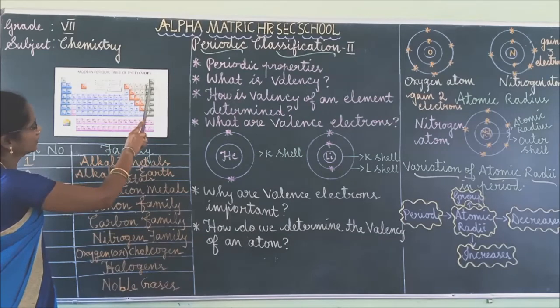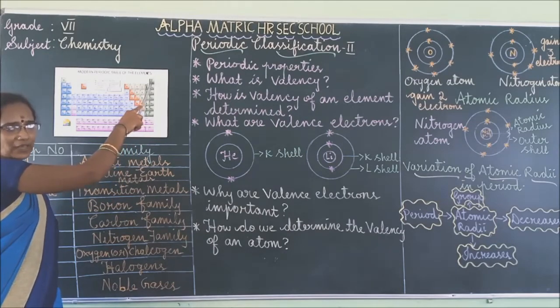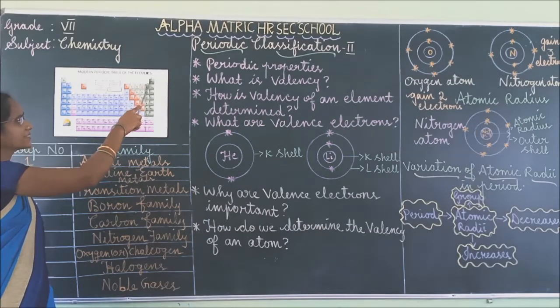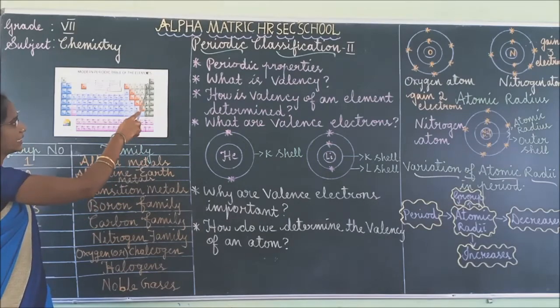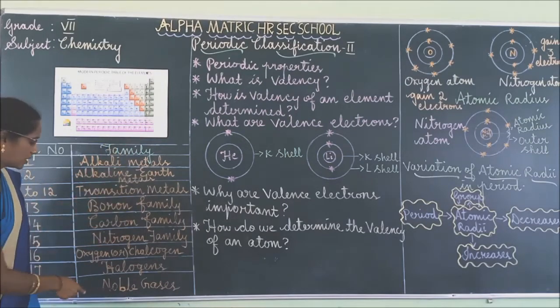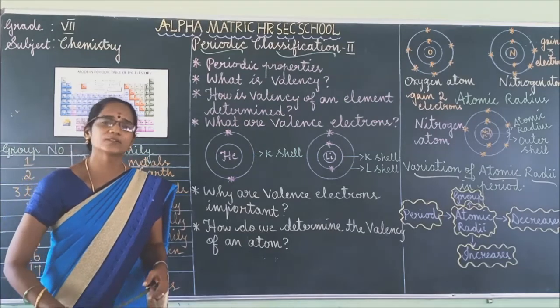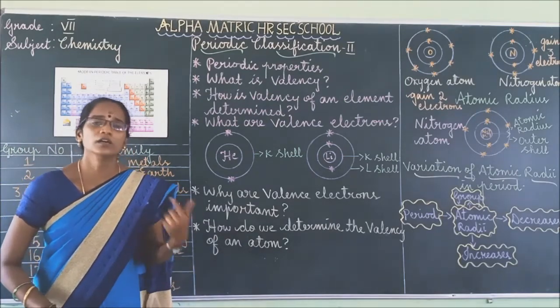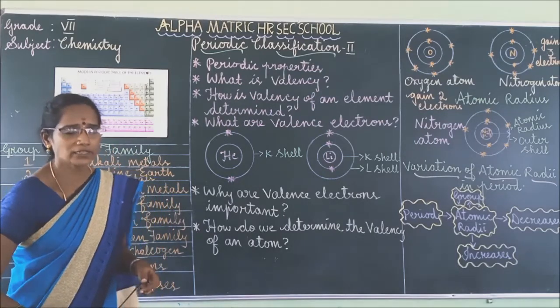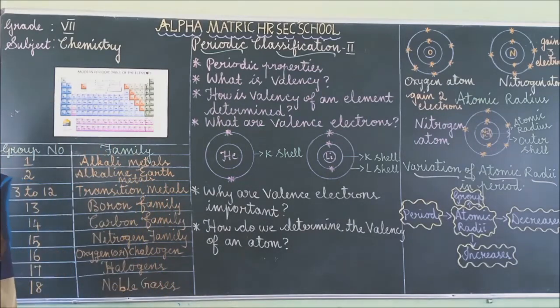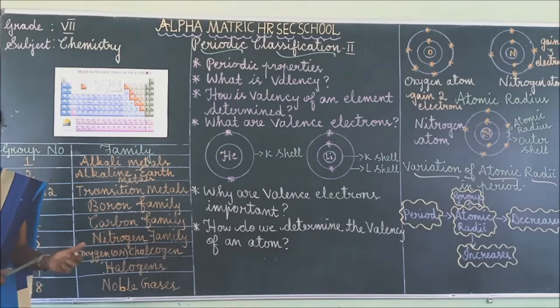Among them, helium is the first element, right? And these helium, neon, argon, krypton, xenon, these noble gases will not react with other elements. Okay, that is what we are saying. It is called noble gas family, right? So based on the common characteristics, elements can be segregated into various families.